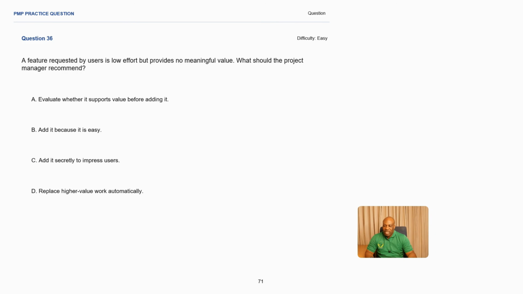The next one is practice question number 36. A feature requested by users is low effort but provides no meaningful value. What should the project manager recommend? Our problem statement is there's a feature being requested, and it has low effort, but there is no meaningful value. One of the mindsets is to make sure that whatever you do in the project is adding value, either to the business or to the project. So let us go through the answers to see what the project manager should recommend.